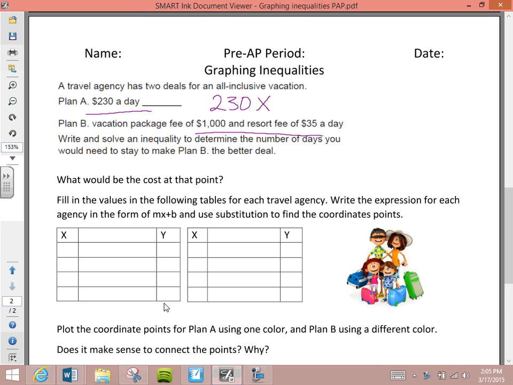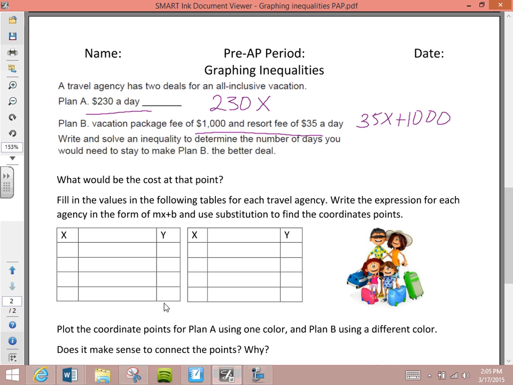It's just like a formula kind of without the equation, the equal part of it. And the other one is also an expression, but it is actually non-proportional because we do have an additional fee, right? So it'll be 35x plus 1,000.